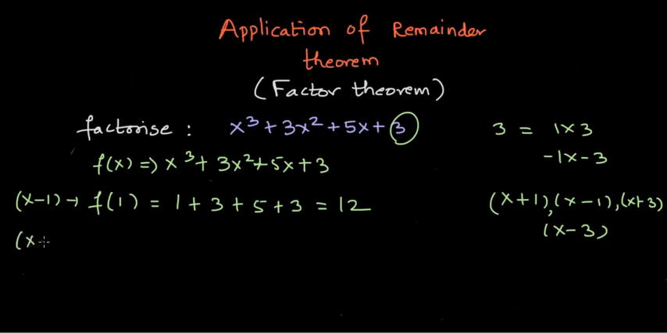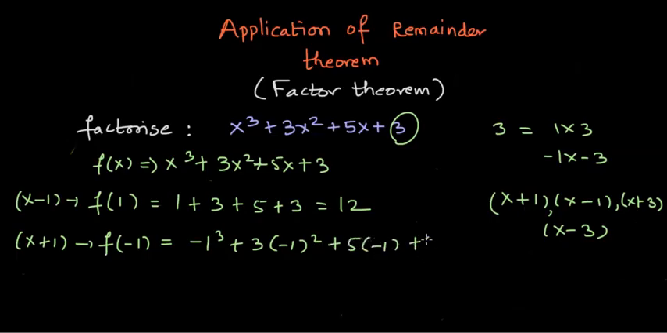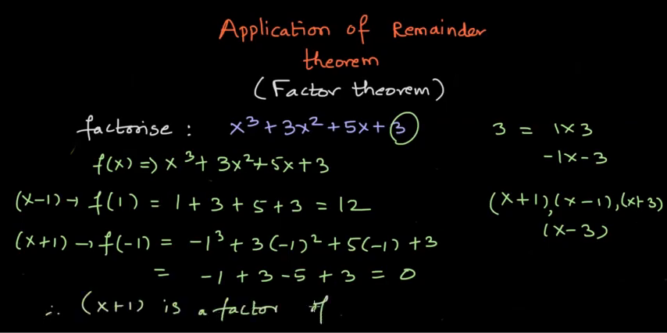Now let's see if x plus 1 is a factor. That means we'll have to see whether f of minus 1 gives us 0 remainder. Because x plus 1 equal to 0, then x would be equal to minus 1. So we write cube of minus 1 plus 3 times square of minus 1 plus 5 times minus 1 plus 3. And this gives us minus 1 plus 3 minus 5 plus 3, which is equal to 0. And therefore x plus 1 is a factor of f of x.